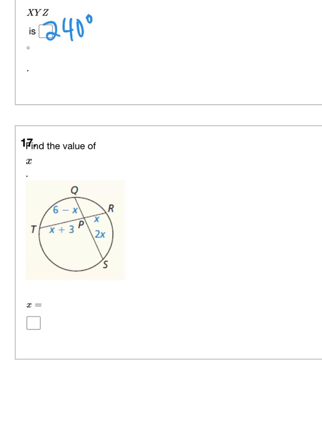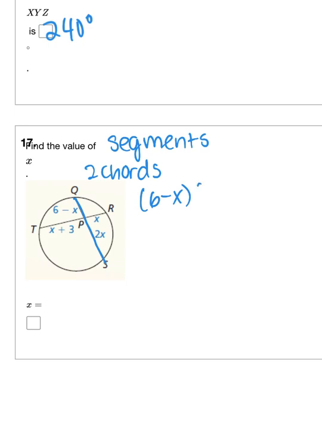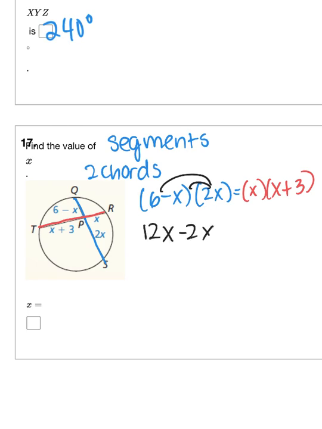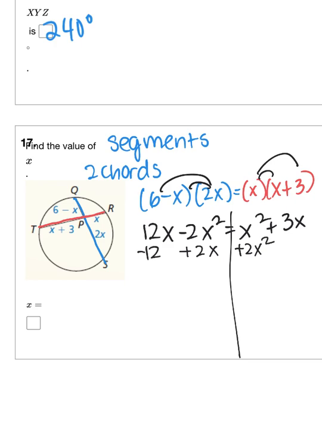Looking at the next one. Okay, so we'll notice these are measuring segments, not angles. So we're going to use the two chords theorem, which is each part of a chord times the other part is equal to the other chord part times the other part. So we'll distribute on the left and the right. We do have a quadratic, but we do have x squared on both sides. Let's see what happens when we combine things. Yes, we will end up with a quadratic here.